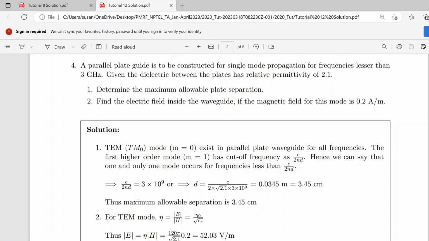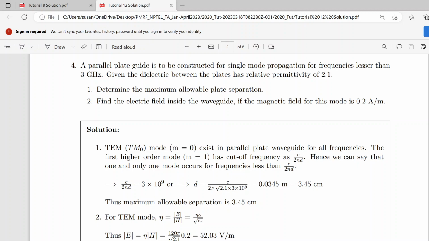To start with the first part of the question, TM mode exists in parallel plane. In case of TM0 mode, the first higher mode is TM1, when m is equal to 1. So for m equal to 1, the cutoff frequency Fc, the general expression is m v1 by 2d.